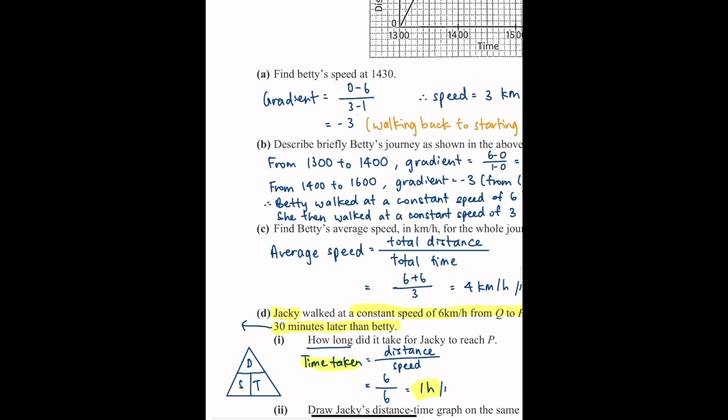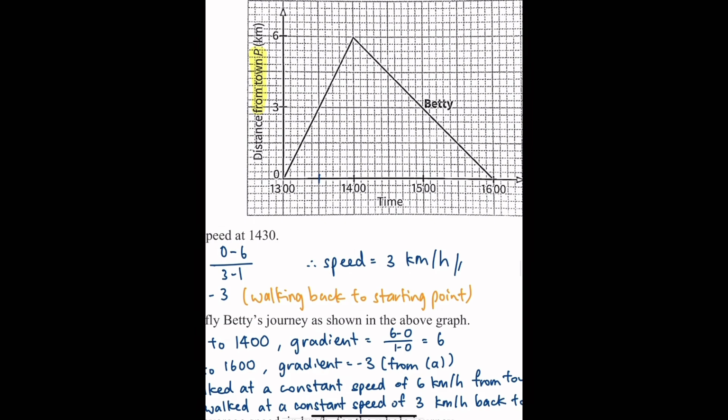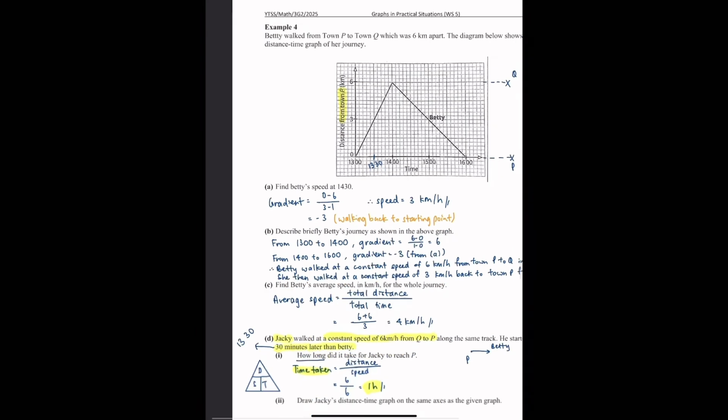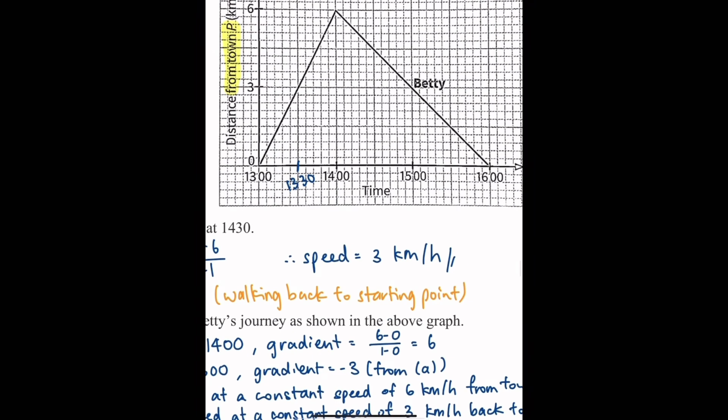Now let's look at D part 2. We need to draw Jackie's distance time graph on the same axis here. We have crucial information already. We know that the time taken for Jackie from Q to P is 1 hour, and he started walking 30 minutes later than Betty, which means he started walking at 13:30 because Betty started walking from 1300. Let me just mark where 13:30 is first. And Jackie finished the journey in 1 hour. So 13:30, 1 hour later will be 14:30.